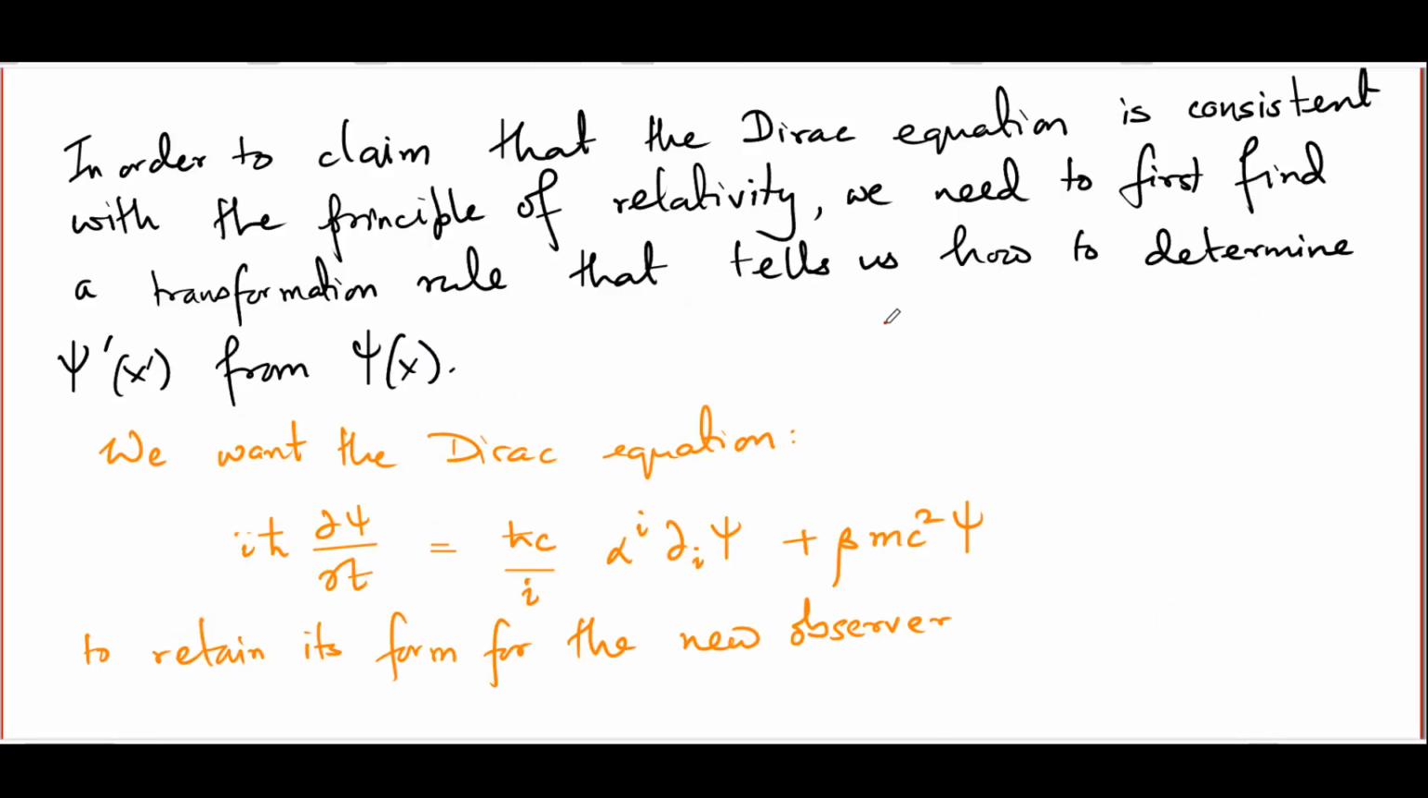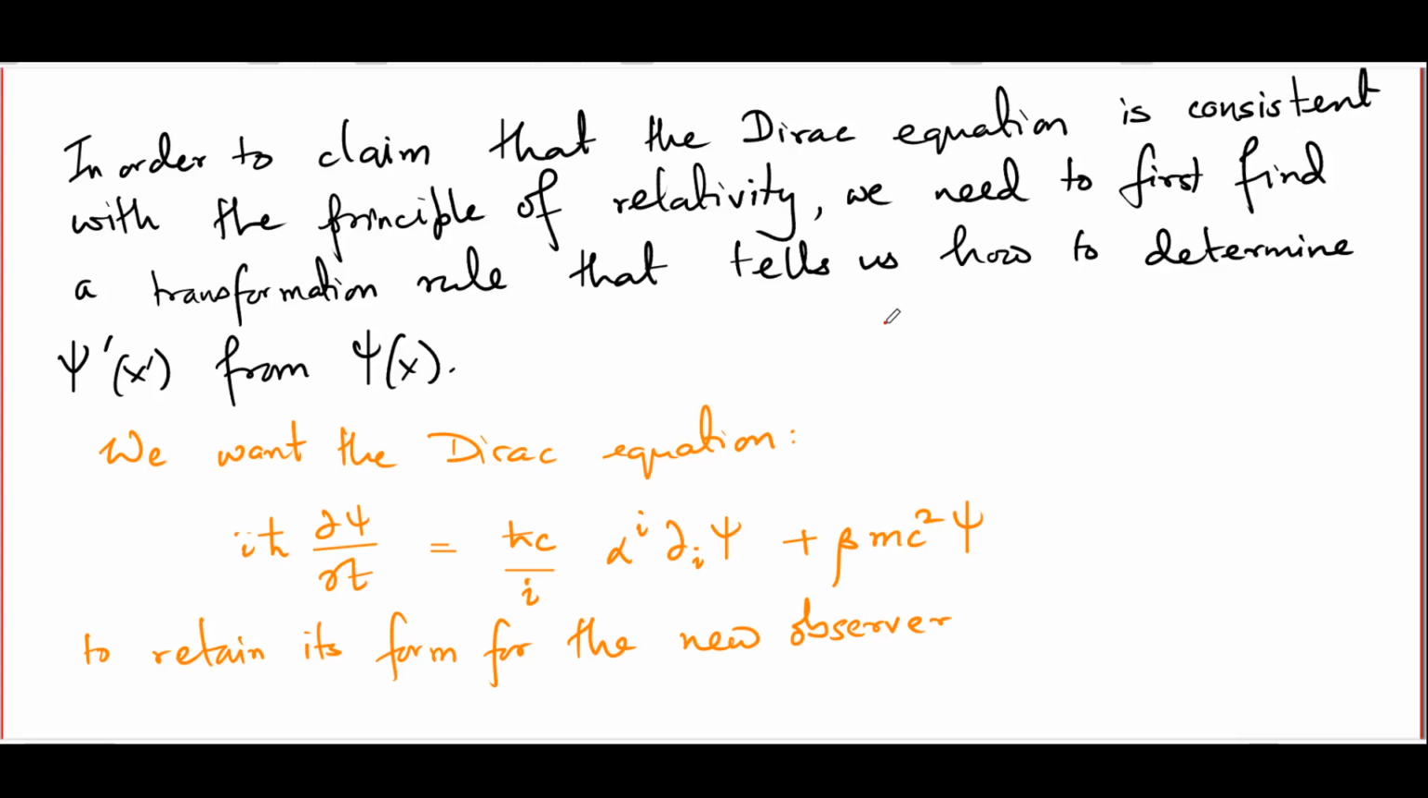Now our aim is, as I said, to show that the Dirac equation retains its form when I go from one inertial observer to another inertial observer. That is, the Dirac equation is consistent with the principle of relativity. Now, in the Dirac equation, you have spatial and temporal derivatives with respect to the delta x moves. And we know how they transform when you transform your coordinate system.